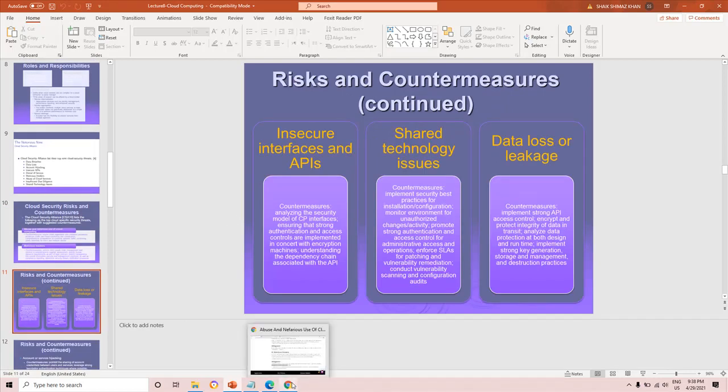Next one is insecure interfaces and APIs. So in cloud computing, a lot of APIs, application programming interfaces, are used. If you want to understand in an easy manner, like library functions. Okay, a lot of functions are used in order to develop and deploy the applications, deploy the systems. Okay, so how far are these APIs secure? How far are the applications developed and deployed secure?